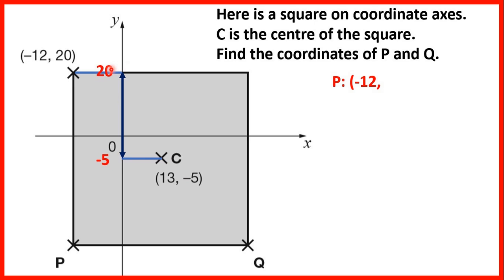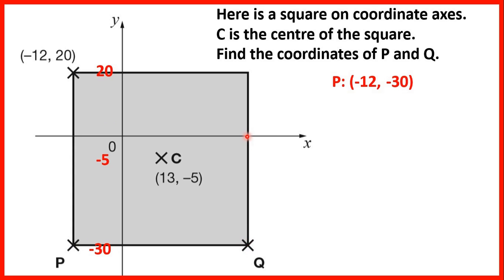Now the difference between 20 and -5 is 25, and because we know that C is the centre of the square, to find the y coordinate here, we need to subtract 25 from -5, because we'll have the same length on both sides of the centre. And -5 minus 25 is -30, so that means P has a y coordinate of -30. Now let's find the coordinates of Q.